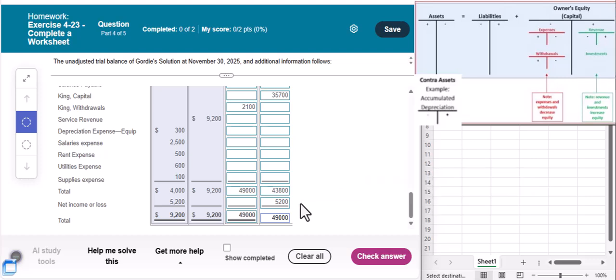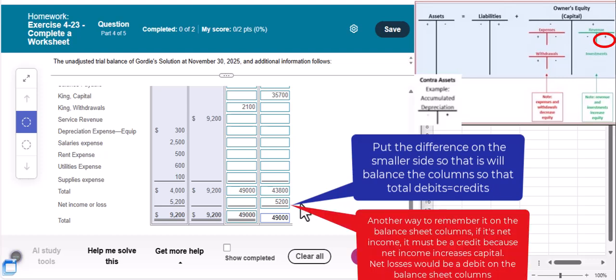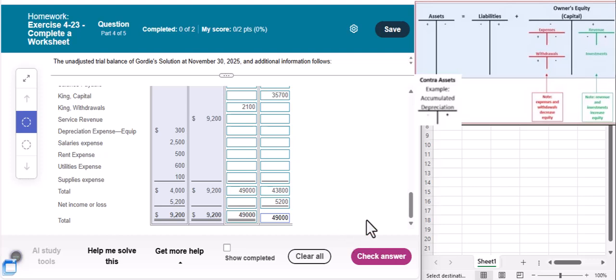And then a way to remember which side it goes on over here on the balance sheet set of columns is there's two ways. One, you need to put it on the smaller side so that both columns balance. And the other way is to remember which side net income goes on: how does net income affect capital? Net income increases capital. And then how do we increase capital? We credit it. So that's another way to remember which side this net income goes on, because it increases capital. So you're going to put it on the same side that increases capital. So let's go ahead and check our answer.